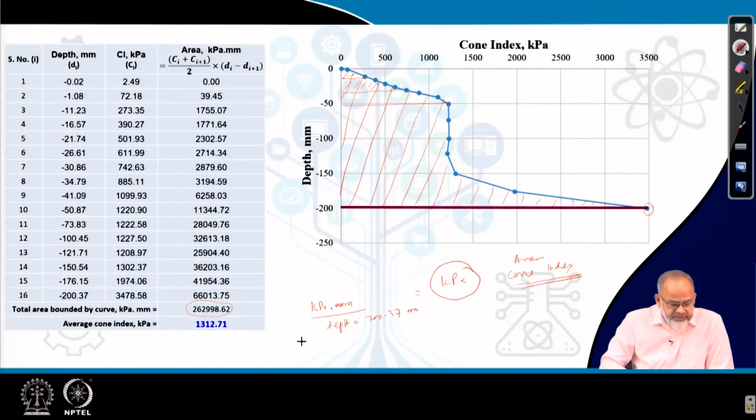So this is the way which we have to follow to measure the cone index and how to utilize those data to find out the average cone index.